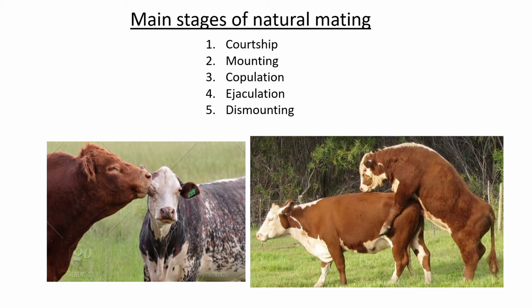The second step is the actual mounting, meaning the bull will try and climb onto the backside of the cow. He is positioning himself in the correct position so that he can eventually insert his penis into her. Thirdly is copulation, the physical act whereby the body parts of the male actually enter the female. Fourthly, ejaculation, whereby the sperm exits the body of the male and goes into the female. And the fifth one is dismounting. The bull climbs off the cow and goes his own way, the cow goes her own way, and the act is done.